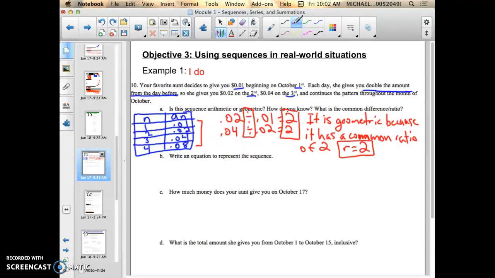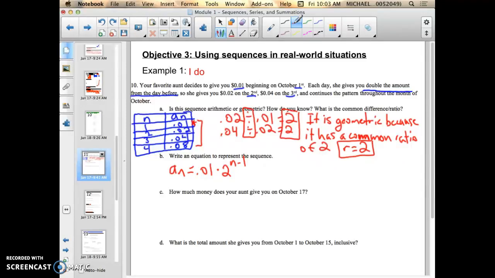I know that it's geometric, so I know that it's going to be multiplication, and I'm going to put a sub n, because every explicit formula starts with a sub n, equals my first term listed, a sub 1, and in this case, a sub 1 is right here, 0.01, times my r, which is 2, raised to the n minus 1. This is a very important piece of this process because now this explicit formula is going to help us answer the rest of these questions.